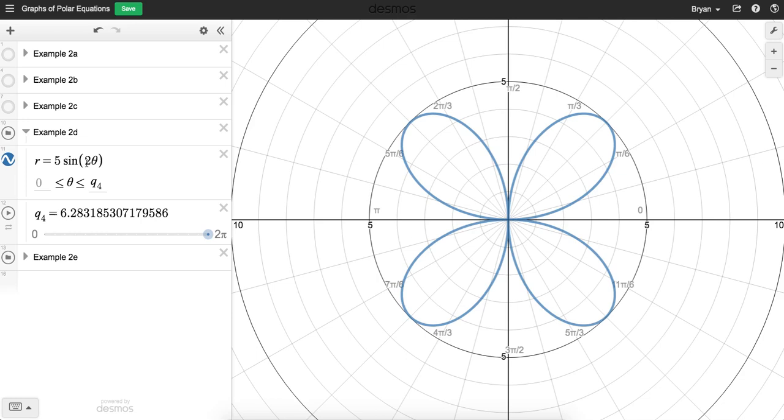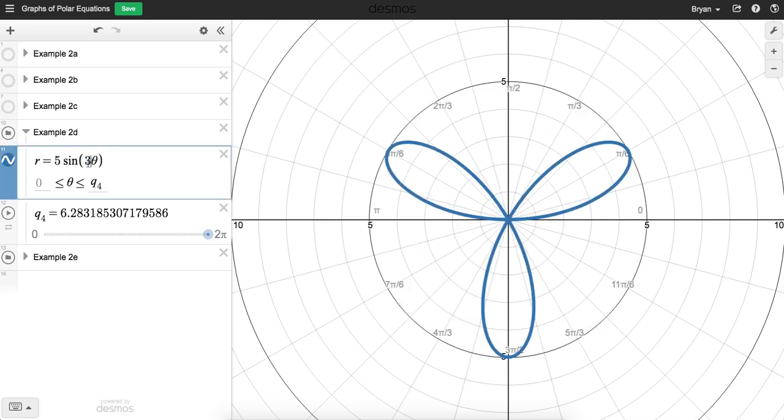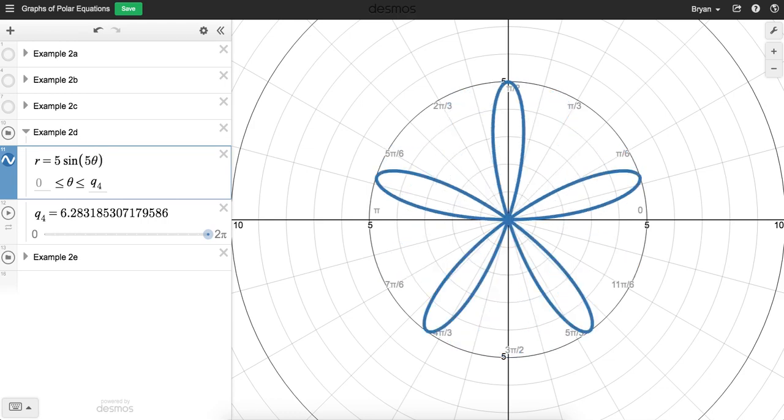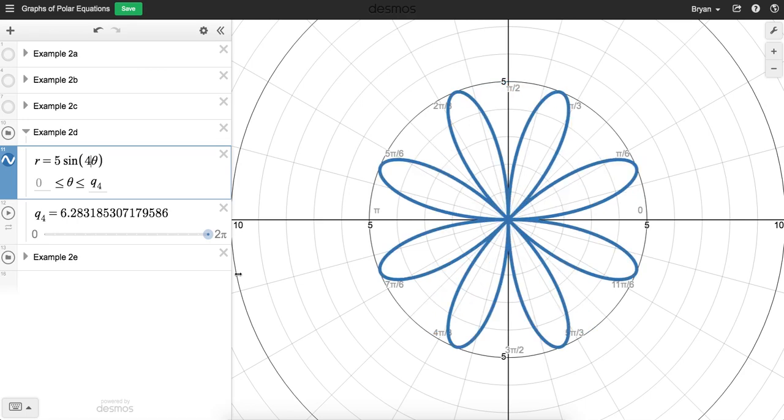Well, let's see what happens if we make it 5 sine 3 theta. We get 3 petals. 5 sine 4 theta, we get 8 petals. 5 sine 5 theta, we get 5 petals. So it appeared as if the number of petals is dependent on the value in front of theta. If it's an odd number, it's going to equal that number of petals. And if it's an even number, it's going to be twice that many petals.